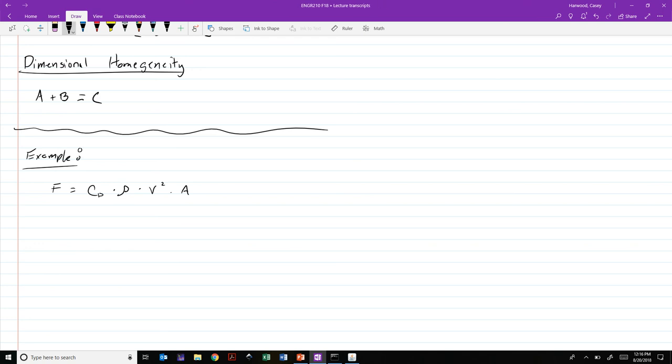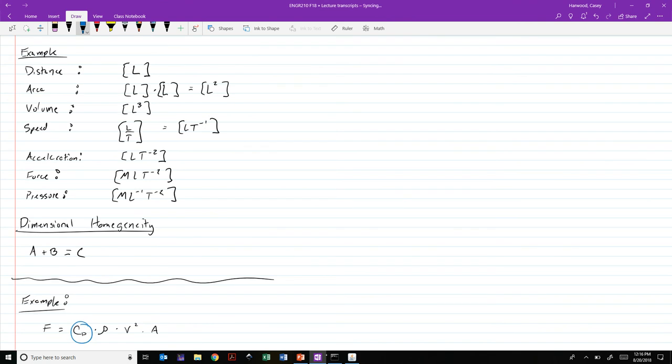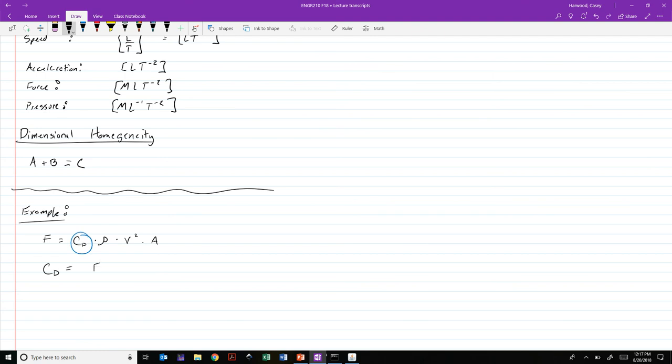Okay. So looking at this, let's try to find what the dimensions are of this drag coefficient. Using the expressions we had before, we have force on the left-hand side, density, which is mass over volume, I'll leave it to you, velocity squared, area. We've got everything except density and drag coefficient already in this list. So if we solve for the drag coefficient in this expression, C_D is equal to F over rho V squared times A. We wrote out the dimensions of each of these terms, mass, length, time to the negative 2, length to the negative 2.